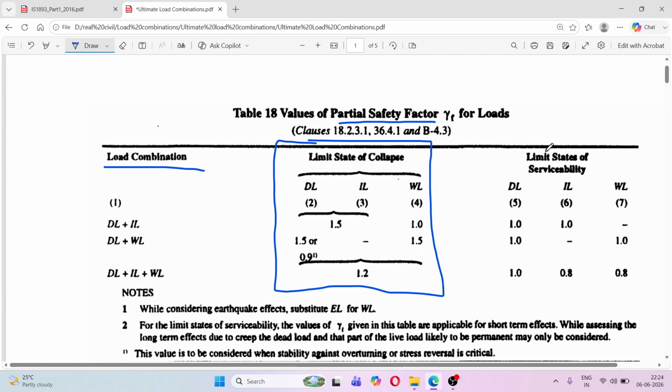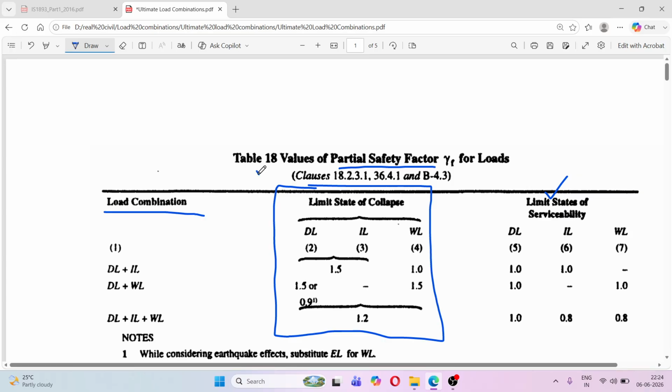In our previous video we have covered limit state of serviceability. You can click on the I button or you can see the description box if you want to watch that video, the link is there. So this table I have simplified here.